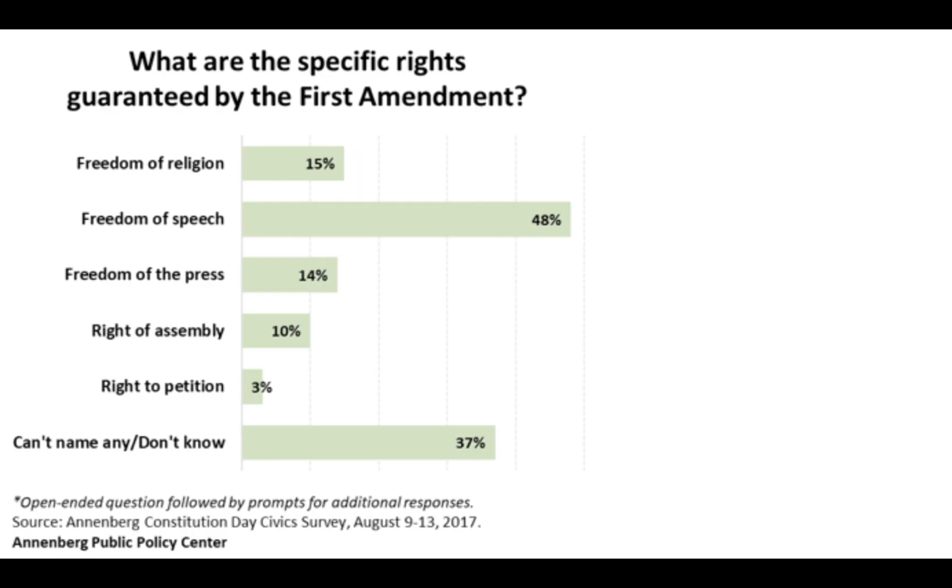Now, a couple years ago in 2017, the Annenberg Public Policy Center, some good people in the Philly area, did a big, open-ended poll about what are the specific rights guaranteed by the First Amendment. A third of the people interviewed could not name any of them. Almost half named freedom of speech, which is good. Not many knew right to petition, which is kind of sad. But I want you to make sure that you do not fall prey to this. I want you to be able to answer all of them.